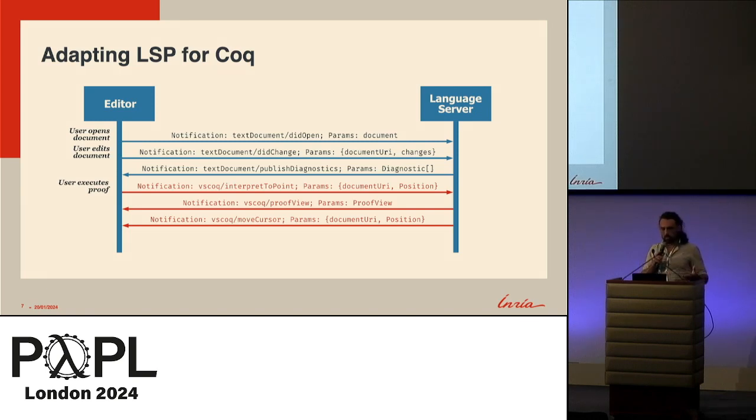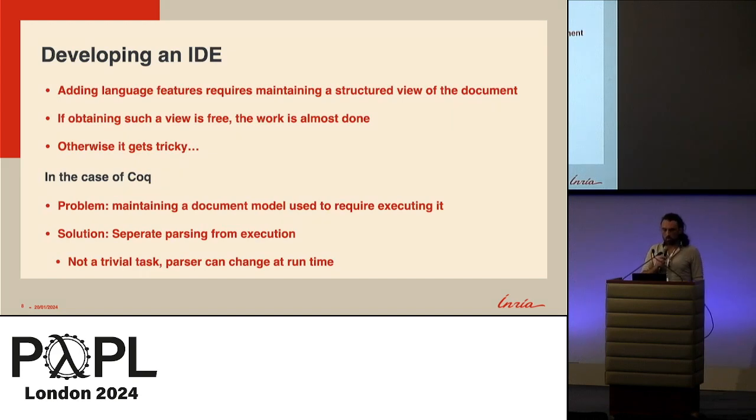So you will then need to create a new LSP verb. So in our case, we call it, for example, vscoq/interpretToPoint, so to extend LSP, and we give it the position, the document, and the server will do its thing and send back all the information required to display a proof. So in this case, just a proof view, maybe some information on where to move the cursor and go on.